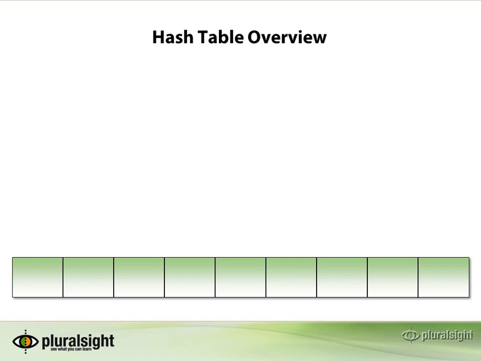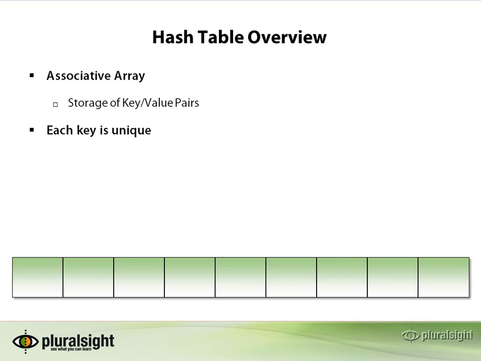Hash tables are a type of data structure that implement an associative array. Associative arrays provide the storage of key value pairs into an array or an array-like collection. But unlike an array, the index can be any comparable type, not just an integer. So besides being comparable, the only other restriction is that an associative array generally only contains unique keys.